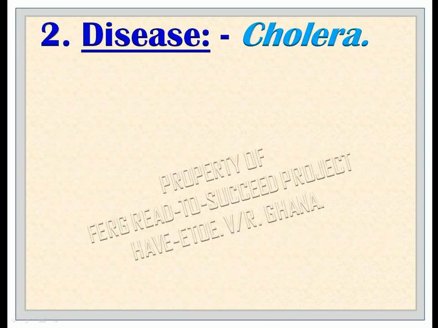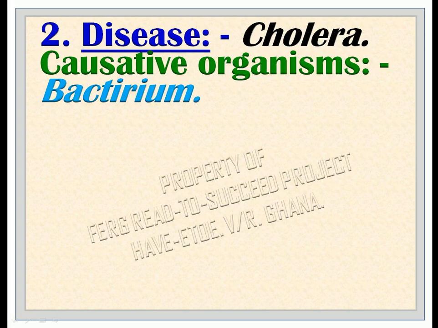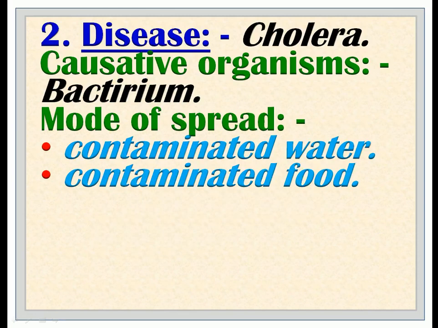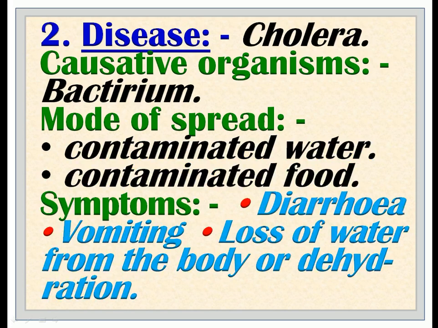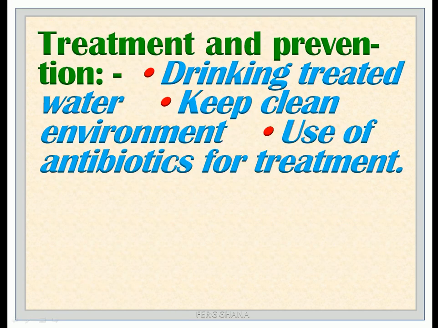2. Disease: cholera. Causative organism: bacterium. Mode of spread: contaminated water, contaminated food. Symptoms: diarrhea, vomiting, loss of water from the body, or dehydration. Treatment and prevention: drinking treated water, keep clean environment, use of antibiotics for treatment.